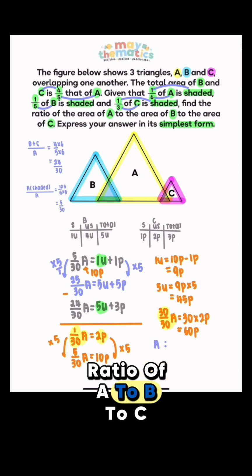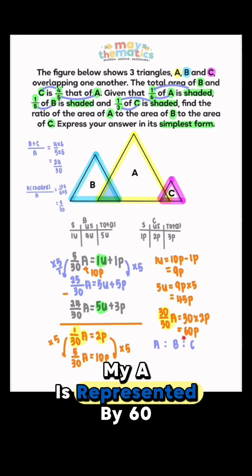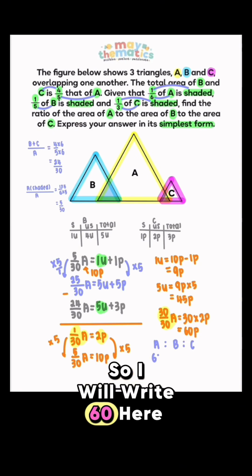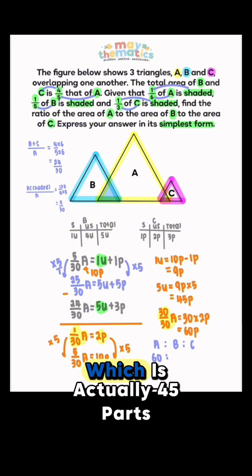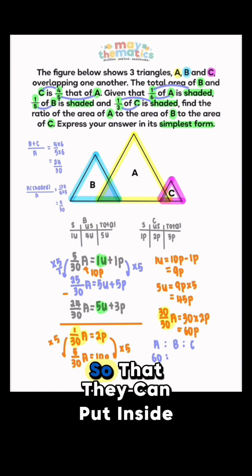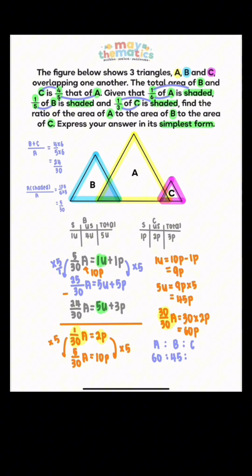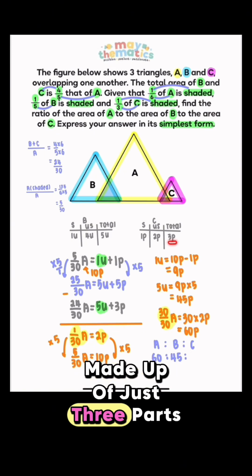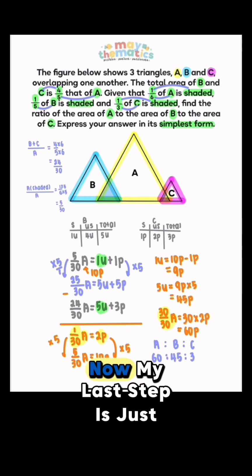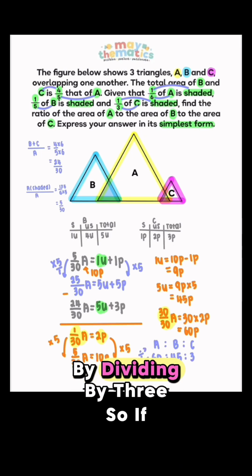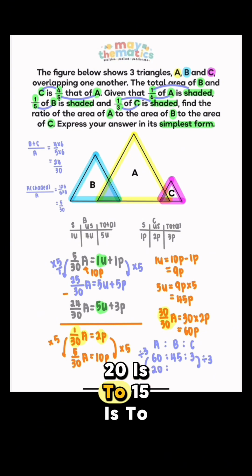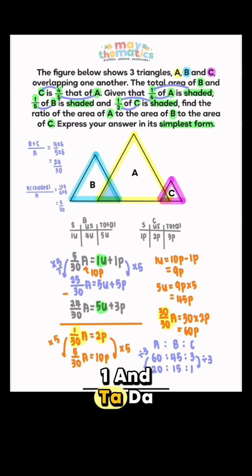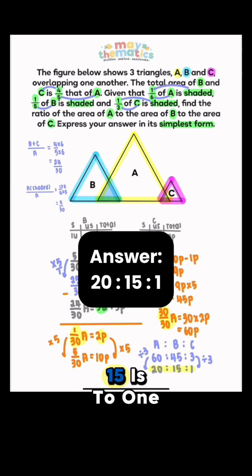Ratio of A to B to C. Now my A is represented by 60 parts, so I will write 60 here. My B is represented by 5 units, which is actually 45 parts. I have to put everything in parts so that they can be put inside the same ratio. And then my C is made up of just 3 parts, which I can put as 3 here. Now, my last step is just to simplify everything by dividing by 3. If I divide by 3 throughout, I get my answer of 20 is to 15 is to 1. And ta-da! This is my answer. 20 to 15 to 1.